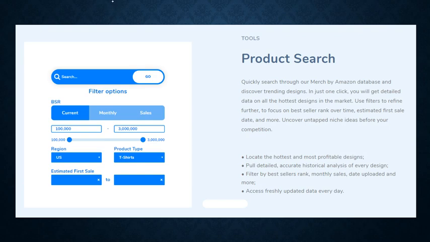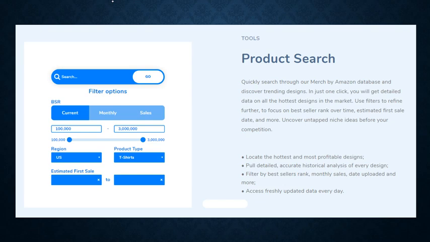Product search. So again, this is pretty amazing. Let's say you actually have an idea about a niche or a specific product, but you want to look at some of the analytics behind it, some of the stats. This is the tool to use.